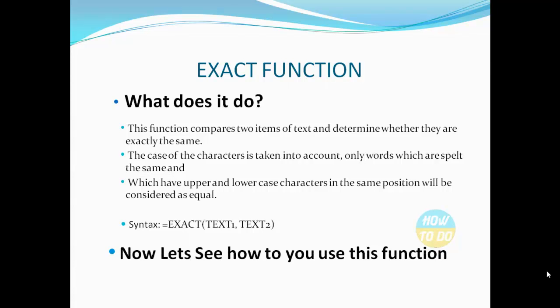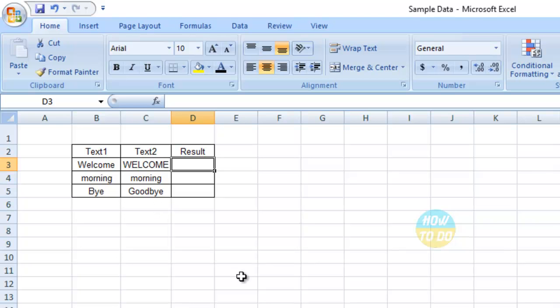Now let's see how to use this particular function. I've taken sample data wherein in the Text 1 column I'm mentioning the words, and in the Text 2 column I am mentioning the same words with a different case or different spelling. I would want to test the result of this function, whether both texts are exactly the same or not.